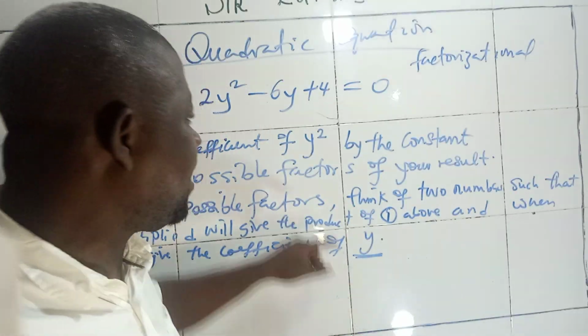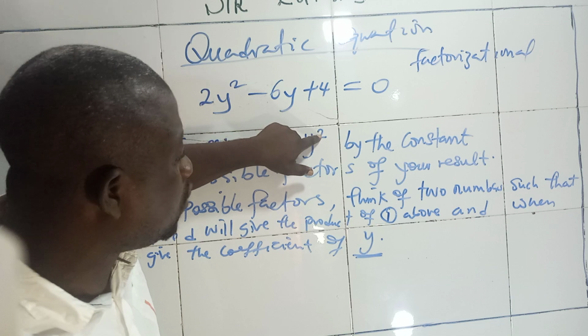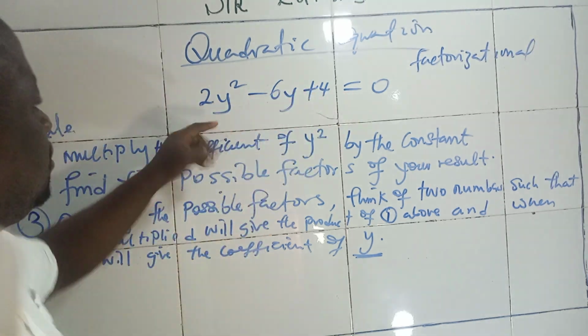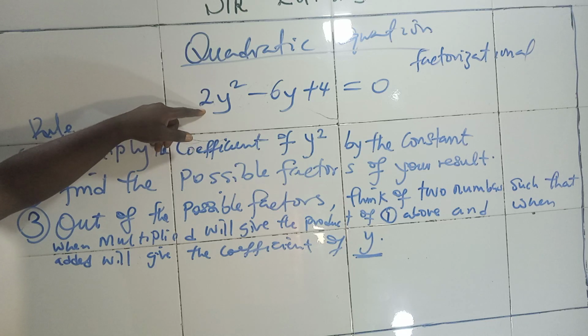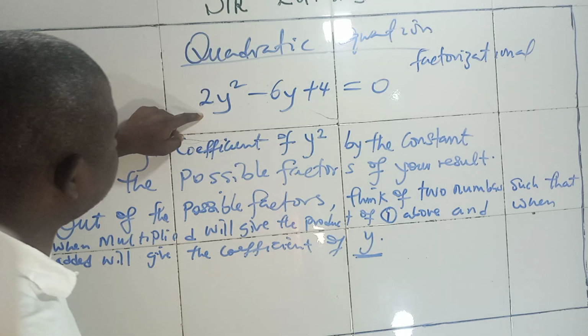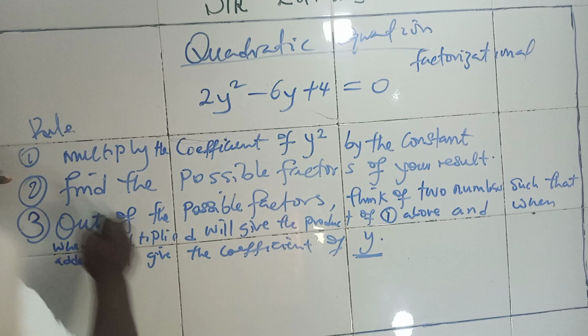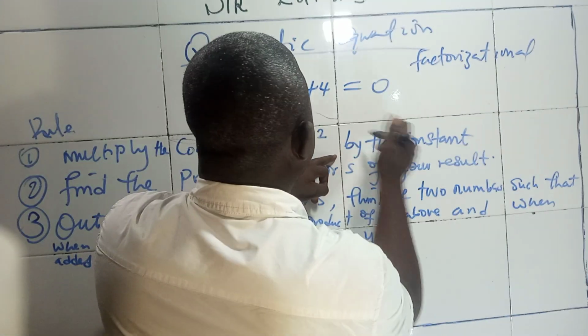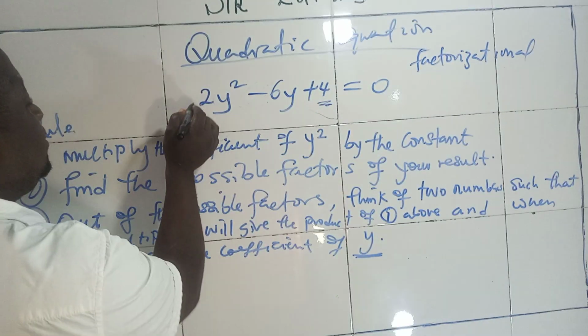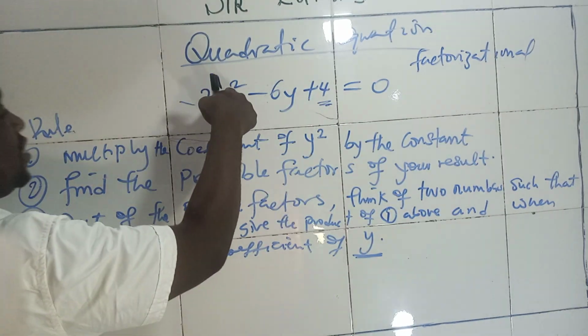Here they have specified it as coefficient of y squared. Where is y squared in this equation? This is y squared. What is the number standing beside y squared? This is 2. So it means that 2 is the coefficient of what? Y squared. And the rule says that what? Multiply the coefficient of y squared by the constant. This is the constant. This is the coefficient of y squared.